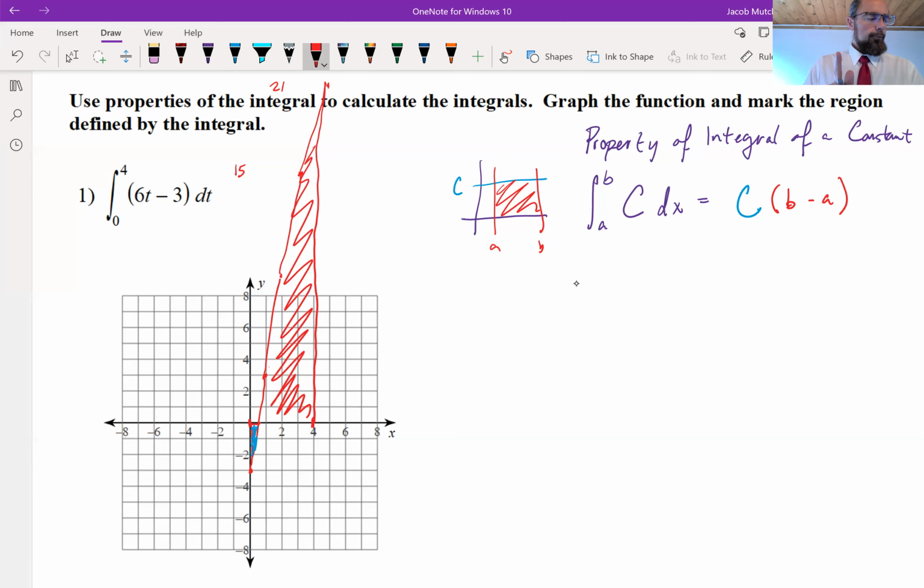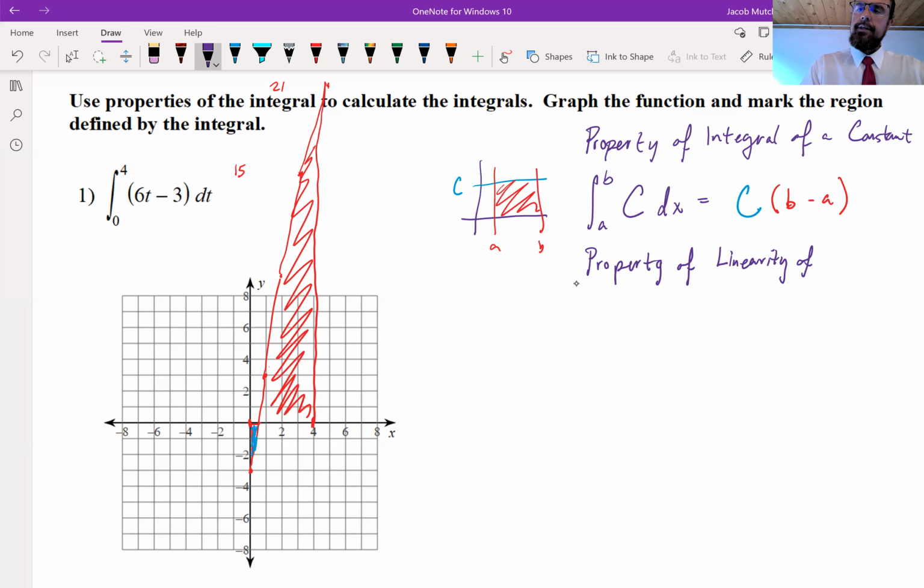Well, we need one other property for this example. I know that I've got some constants, but I do have a difference there as well. So what I need to say is, can I treat those pieces of the difference, 6t and minus 3, separately? And that is true. In fact, what we've got is called the property of linearity of a definite integral.